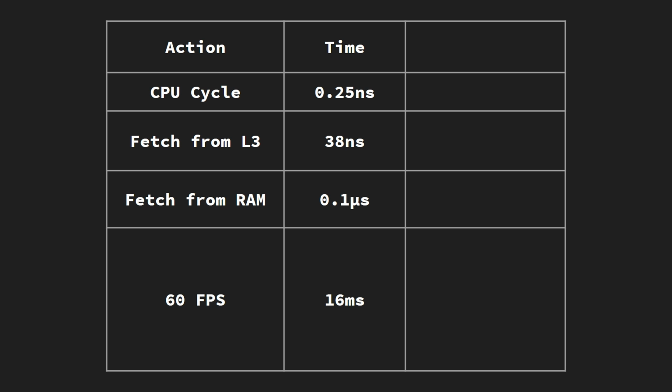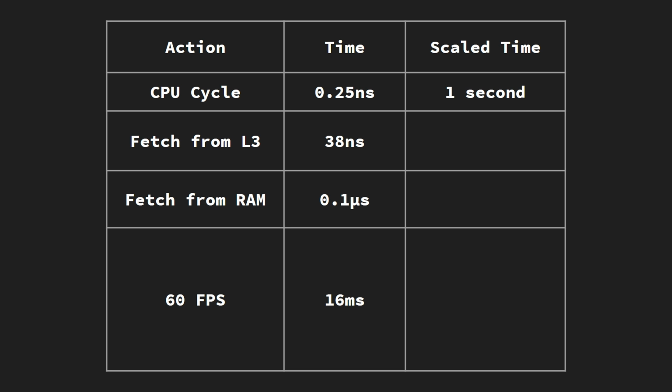So 60 FPS is 16 milliseconds. To draw one frame and keep 60 FPS, you have 16 milliseconds to do work. So you have quite a few CPU cycles until you hit 16 milliseconds. We have a couple billion, right? So to get a feel for this, let's scale it up.